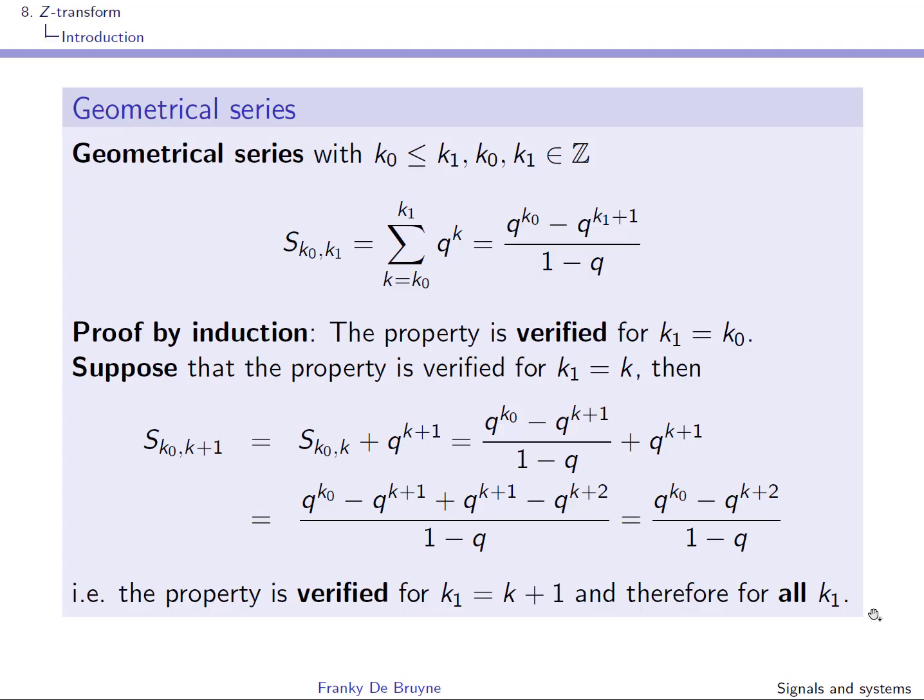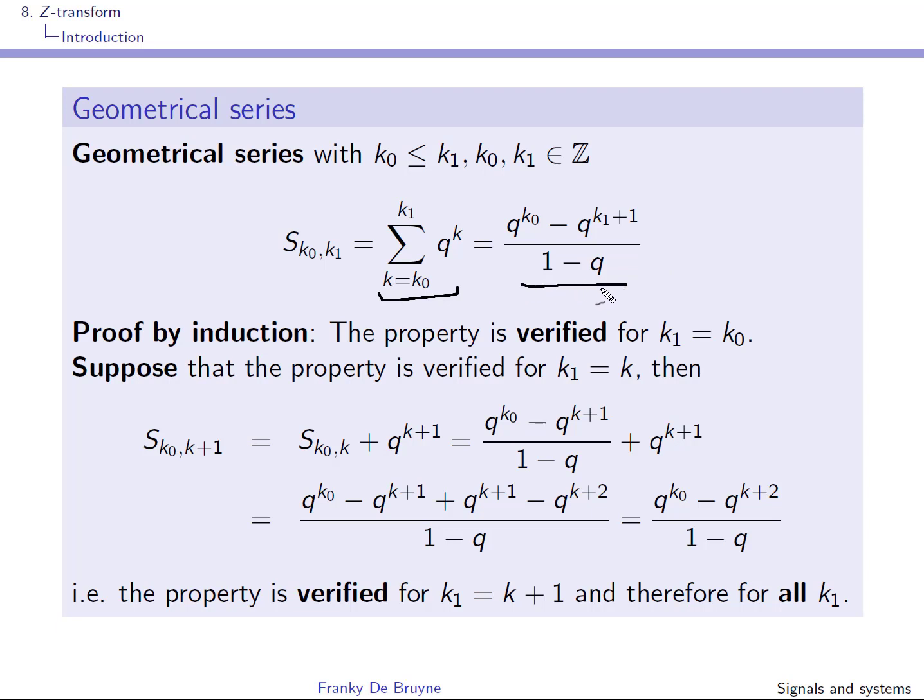Well, before starting this section 8 on the Z transform, we'll talk about the geometrical series, and we're more in particular interested in this sum. It's a sum where k ranges from k0 to k1 of q to the power k, and what we intend to show is that this sum is equal to this quantity over here.